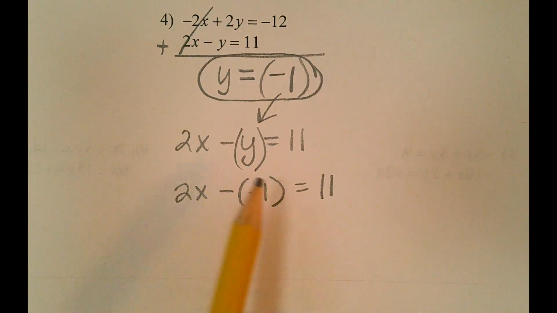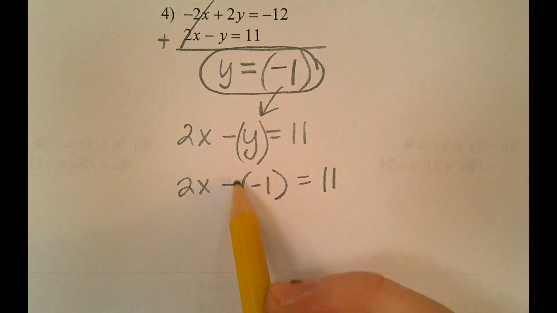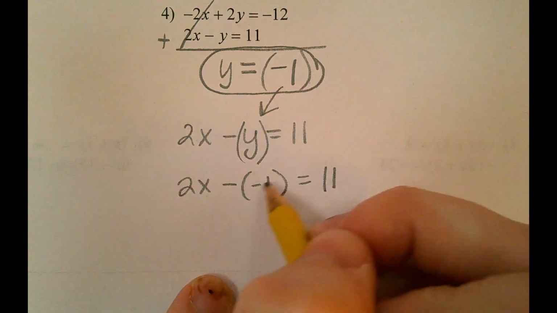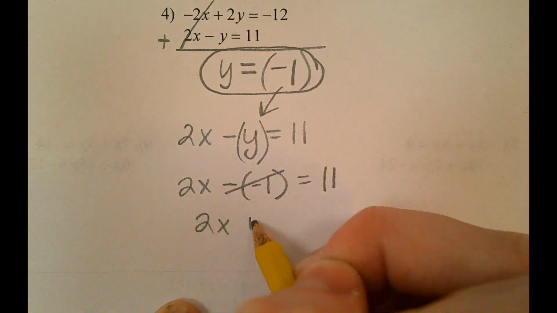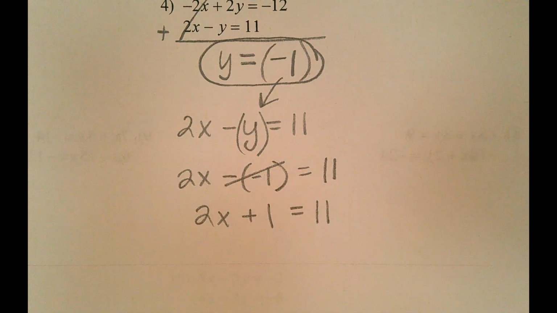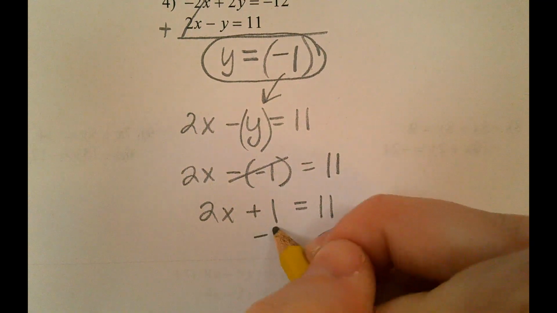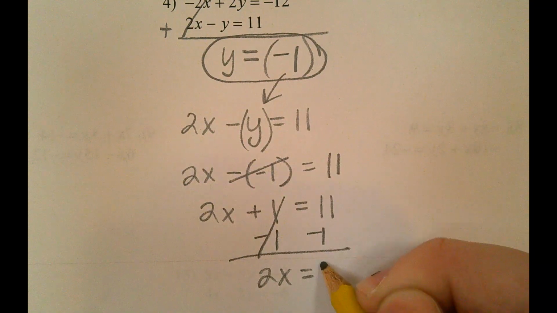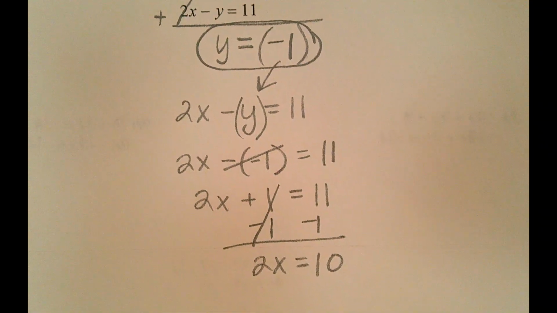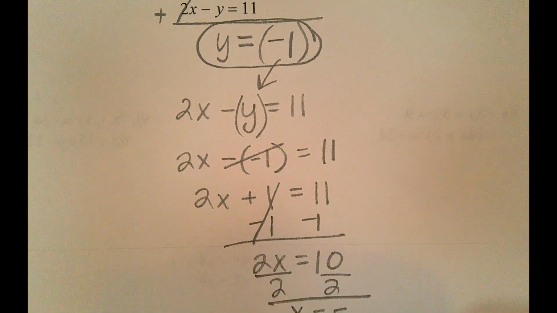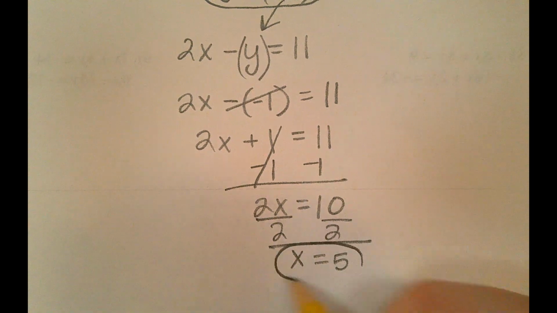But what happens there? Minus negative 1. Can we turn it into a positive? We can also think of this as negative 1 times negative 1. A negative times a negative makes a positive. So really, this is 2x plus 1, right? Good. Equals 11. And now what? Subtract the 1 from 11. Bring down 2x equals, what is that, 10? Divide by 2. X is 5. Awesome.